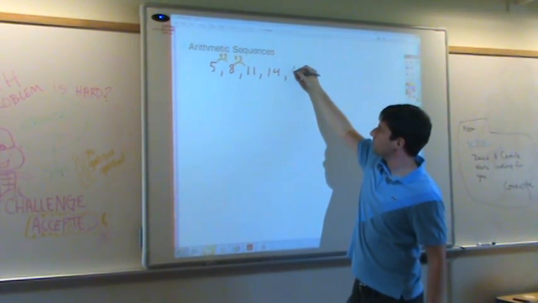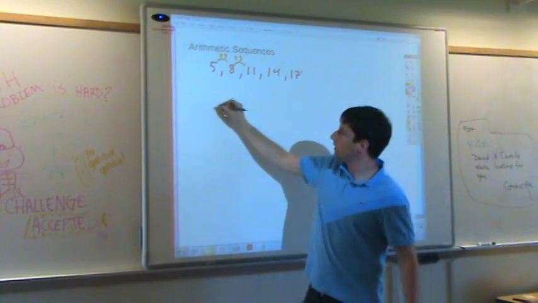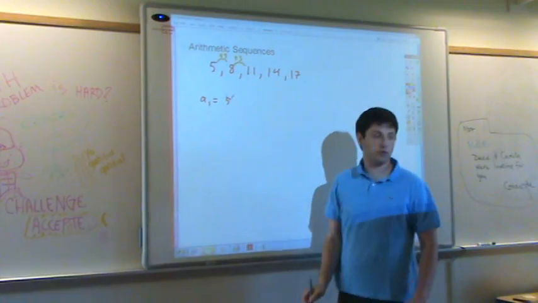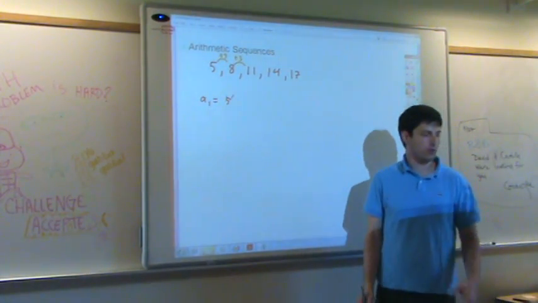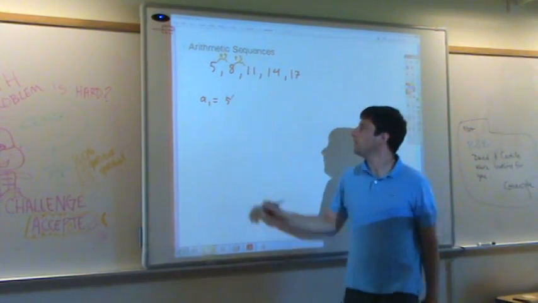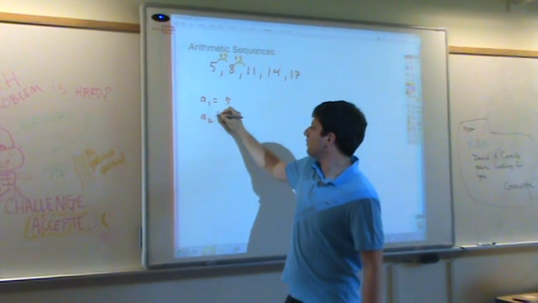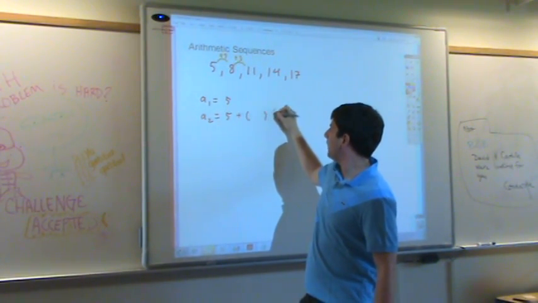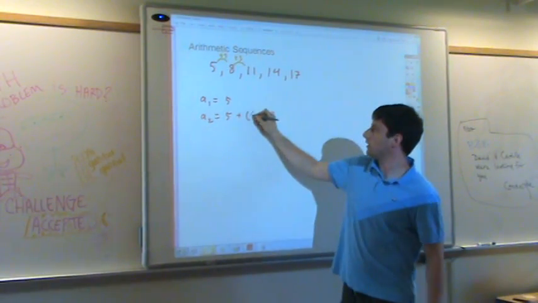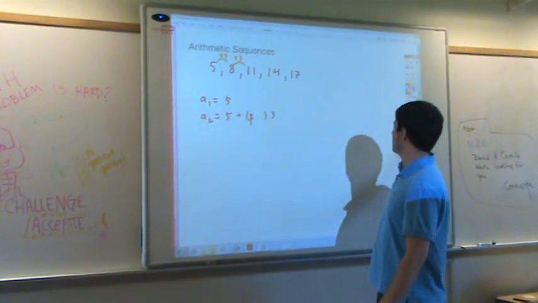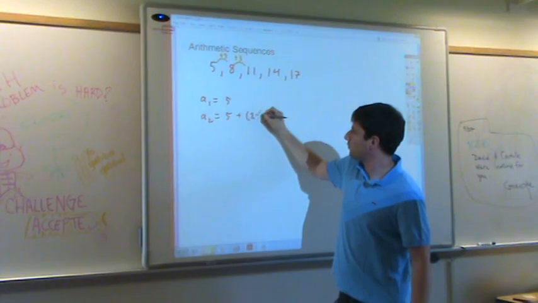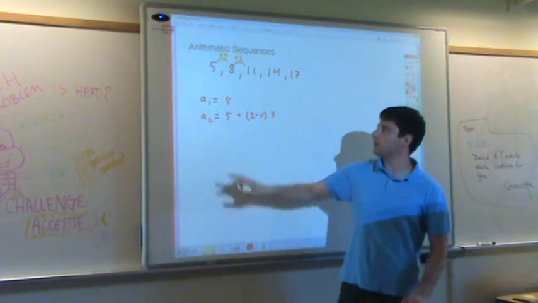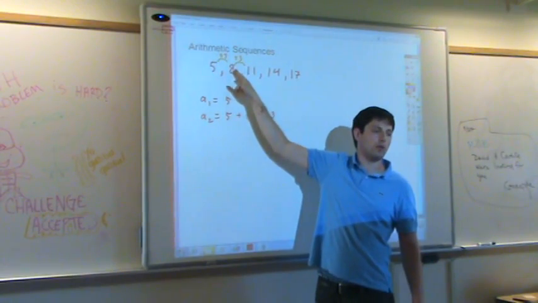17. Good. Okay? So A1 equals 5. That's just the first term of the sequence. That's how we read A1, the first term. A2 equals 5 plus, how many 3's do I add? Just 1. So it's 2 minus 1. This 2 goes to here, and we add 1 less 3, because to get to the second term, we've only added 1 3.